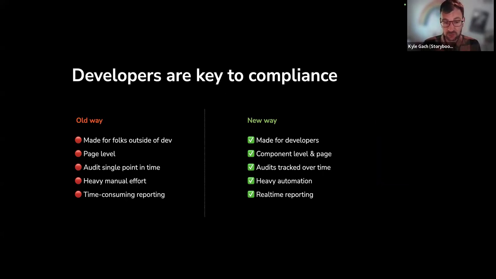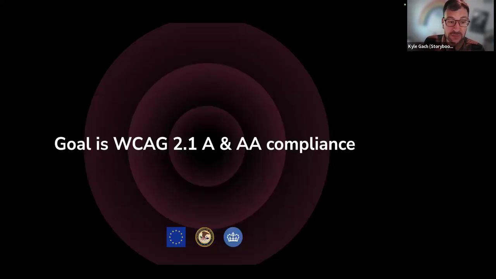And so we're going to propose this new way of verifying accessibility that is made for developers. It's made for components and pages. It tracks your audits over time. It's reliant on heavy automation, and it provides real-time reporting. And just to be clear, the goal here is WCAG, or the Web Content Accessibility Guidelines, 2.1 A and AA, because that is what the ADA, Section 508, the EU Act that's coming, all of those are based on this level of compliance. And it's also what Axe Core uses by default.